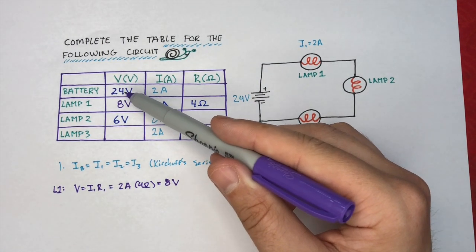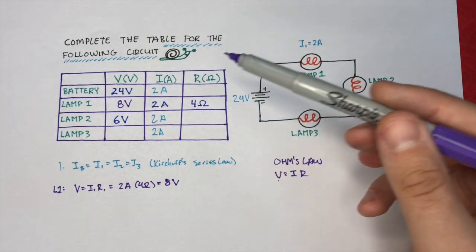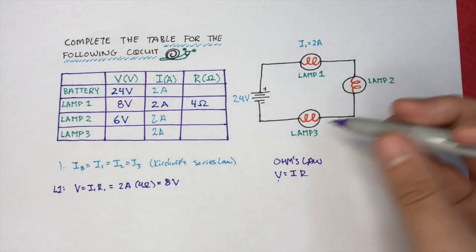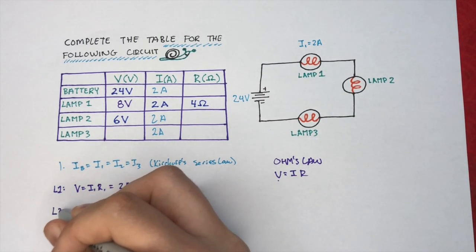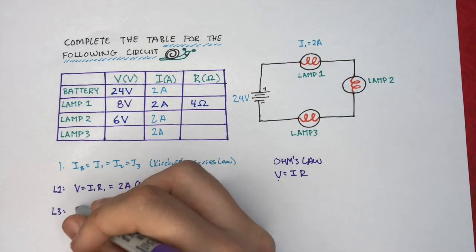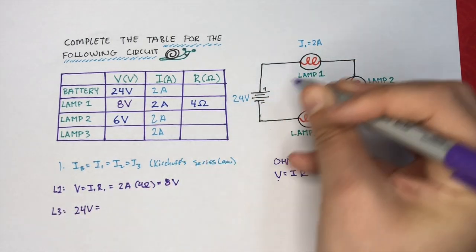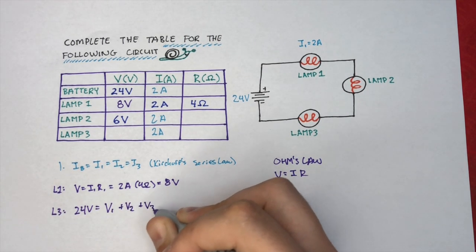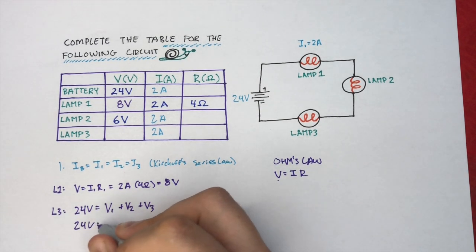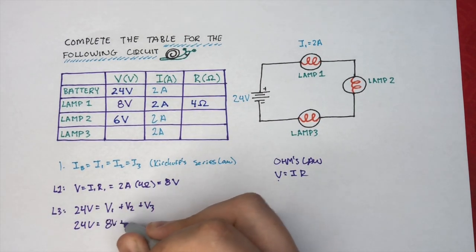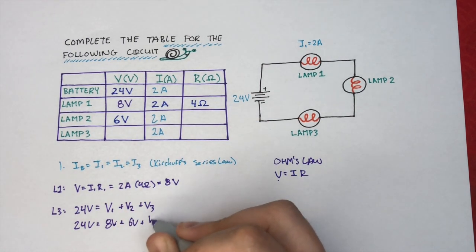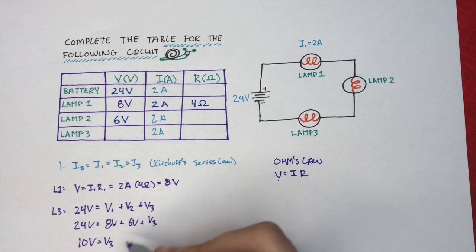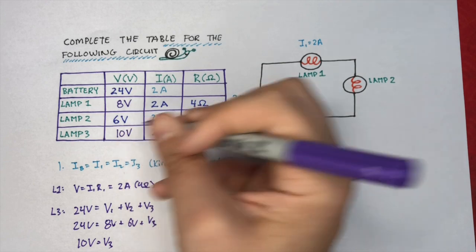This is going to be useful because we can start using Kirchhoff's loop law now. If you remember, Kirchhoff's loop law says that the change in potential across the entire loop is going to be equal to 0. Or in other words, we can say that 24 volts, or the voltage of the battery, is going to equal the voltage across number 1 plus the voltage across number 2 plus the voltage across number 3. 24 volts is going to equal, well, voltage 1 is 8, voltage 2 is going to be 6, and voltage 3 is our unknown. So we can combine these two, and we can find that 10 volts is equal to the voltage across number 3, and that's what we can write here.